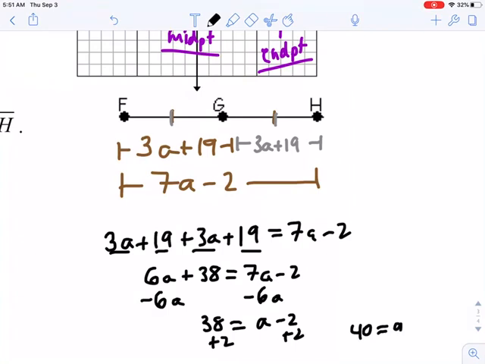Anywho, that's the end of the review. I can't move my Notability to zoom out, so good luck and have fun on the test.